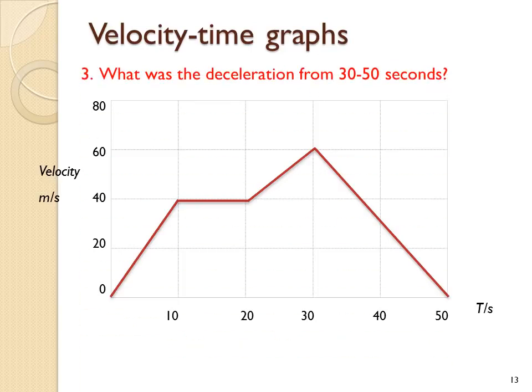What was the deceleration between 30 and 50 seconds? At 30 seconds, it was travelling at 60. At 50 seconds, 0. So the change in speed is 60 over 20 for the acceleration, which makes minus 3 meters per second squared. Minus because it's decelerating.